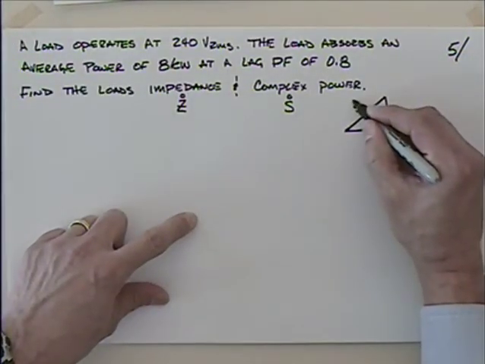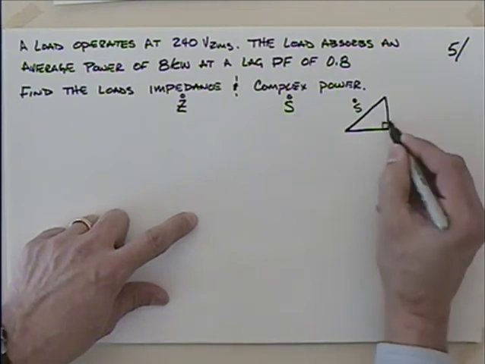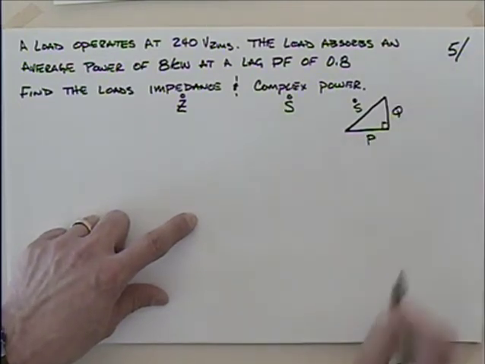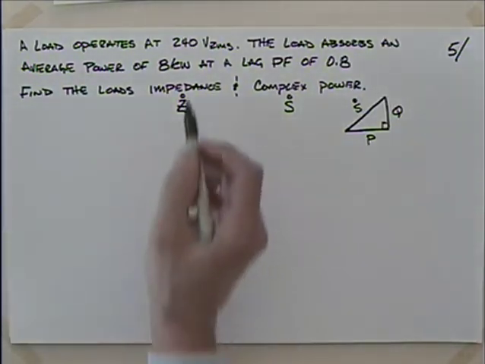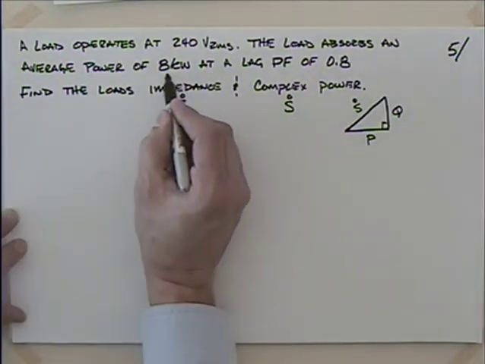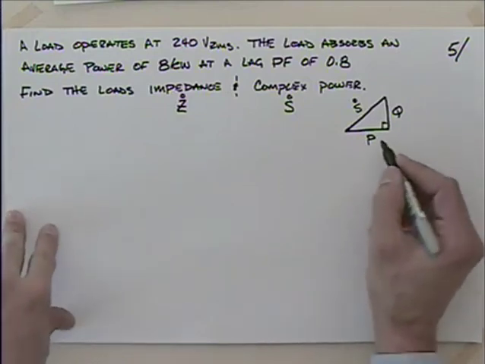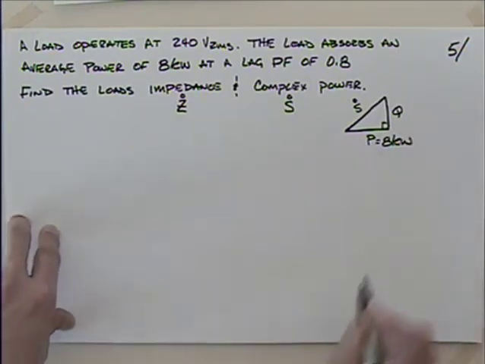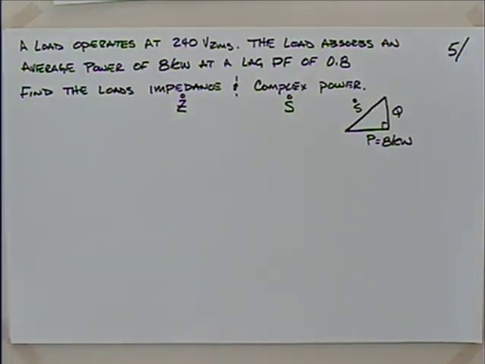So we know the hypotenuse, that's S. This is going to be the average power P, and this is Q. And what have they given us? They've given us that the average power is 8 kilowatts. So we know this is 8 kilowatts, isn't it? They've given us one side of that triangle. Now we might say, if they've just given us the angle. Well, I think they have.